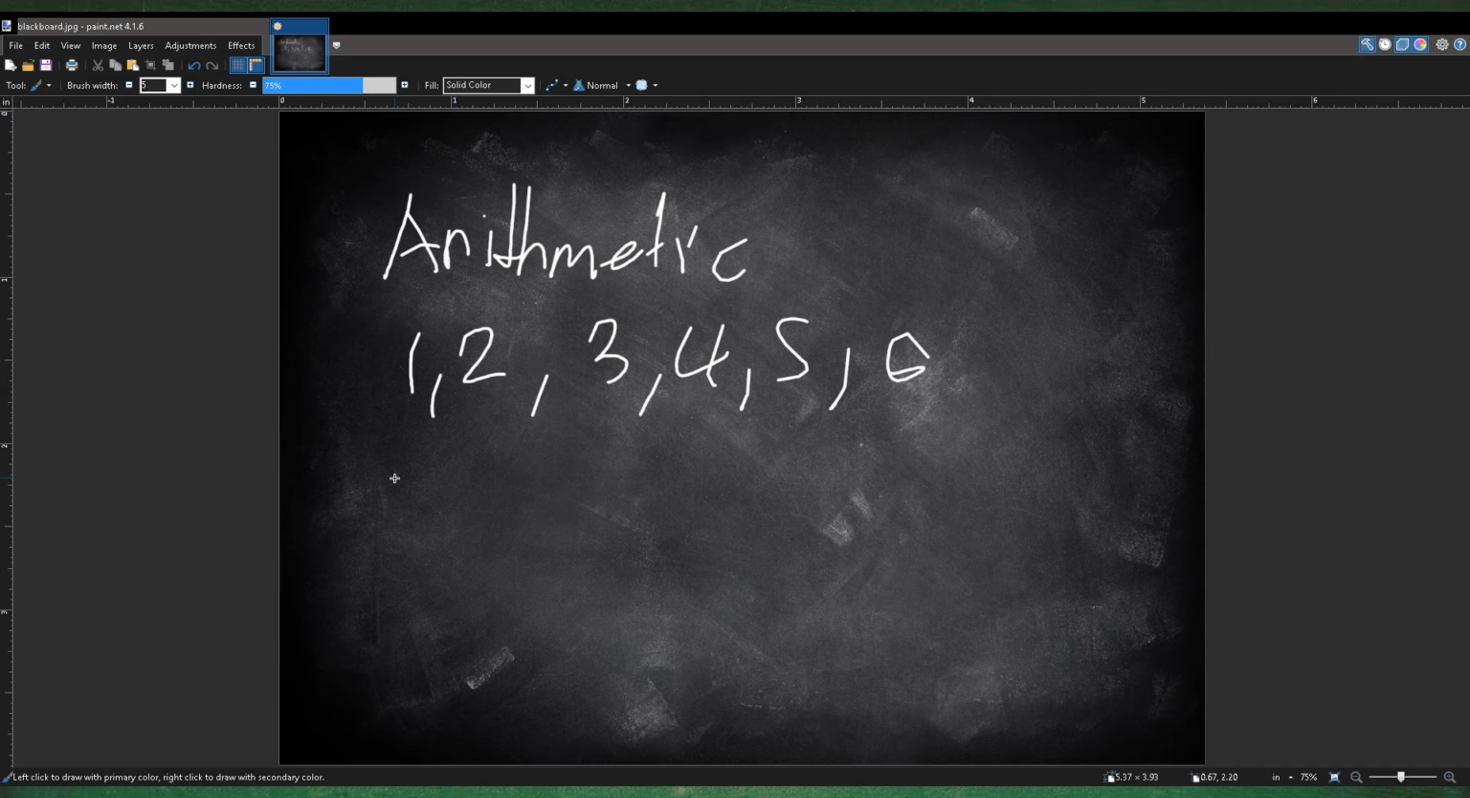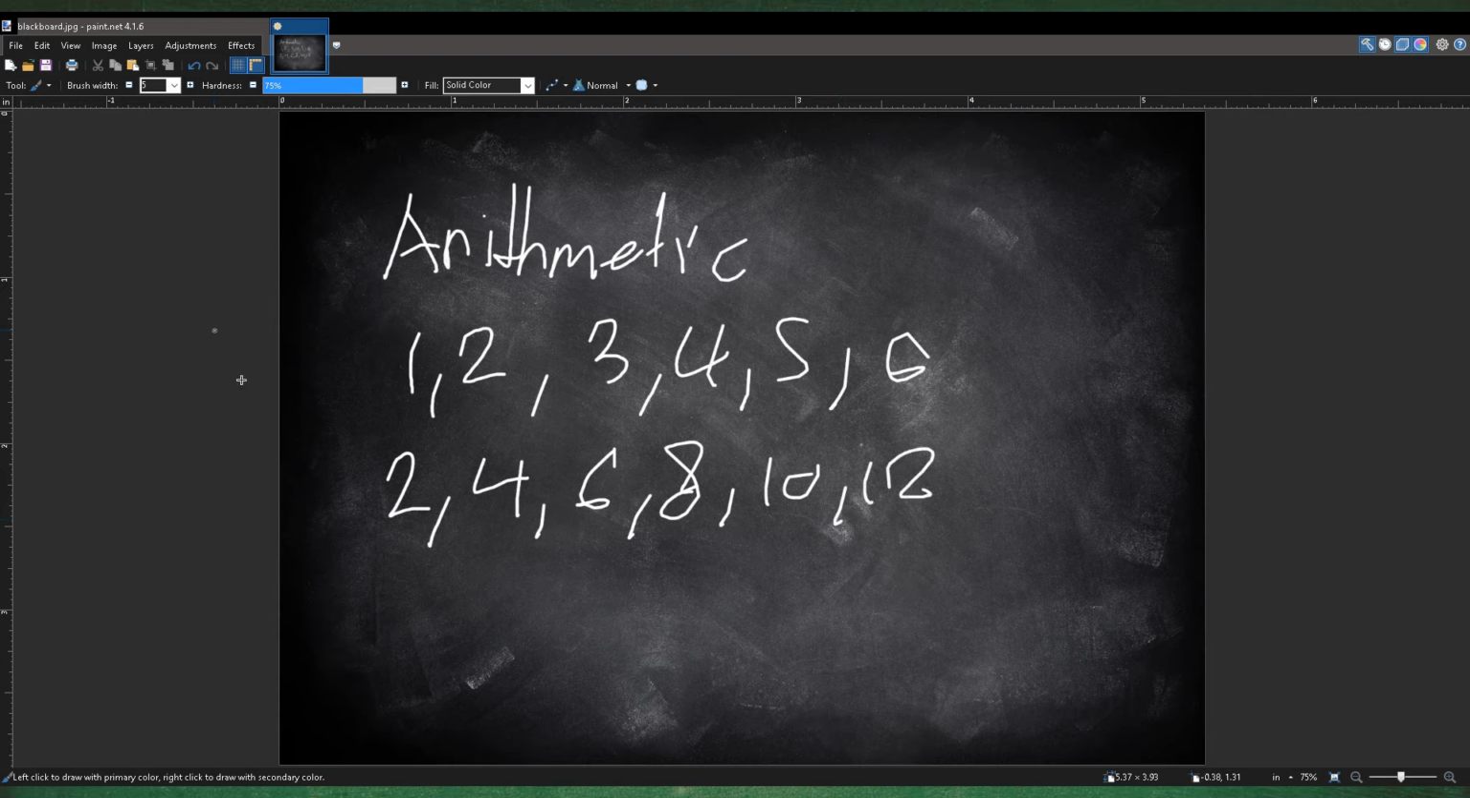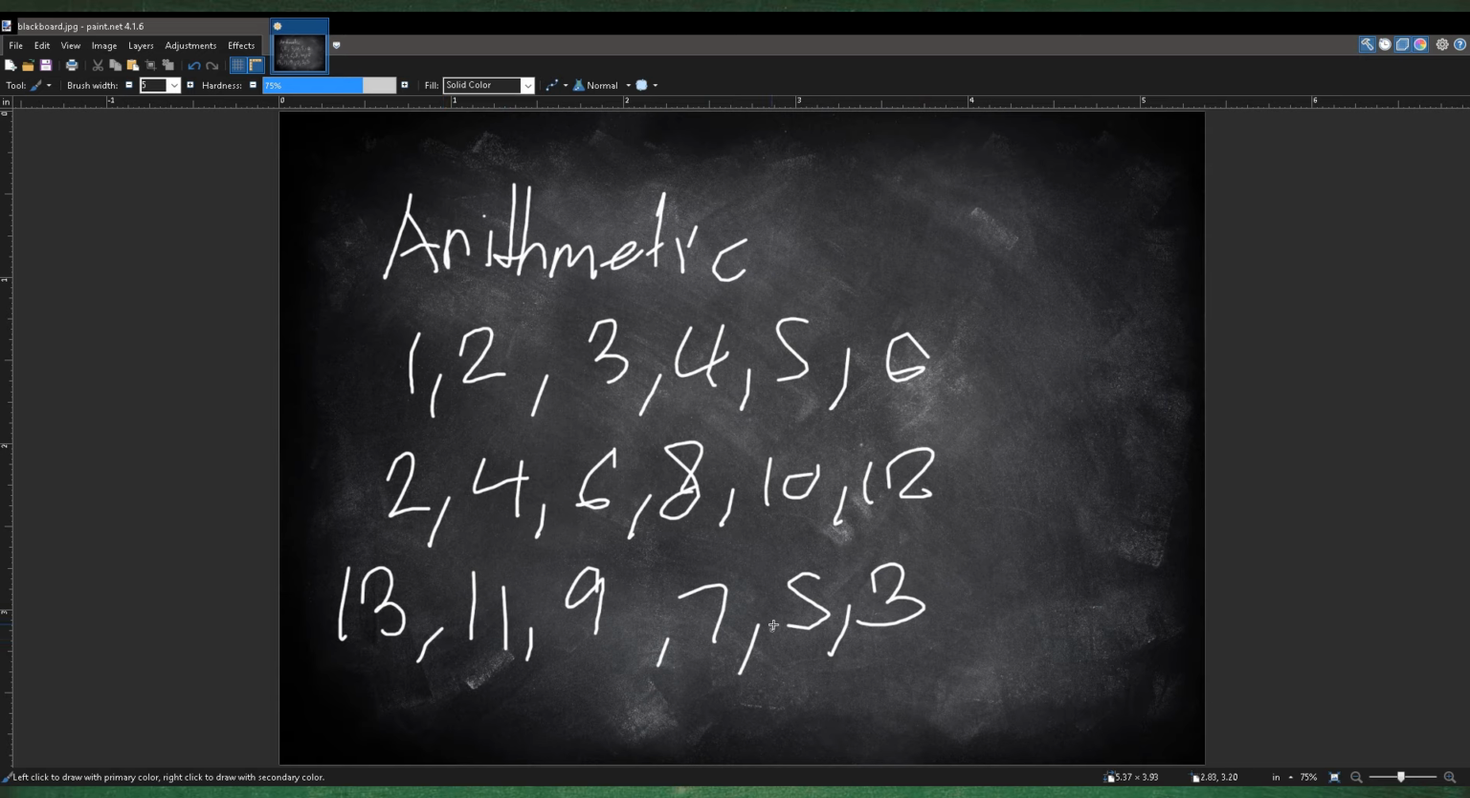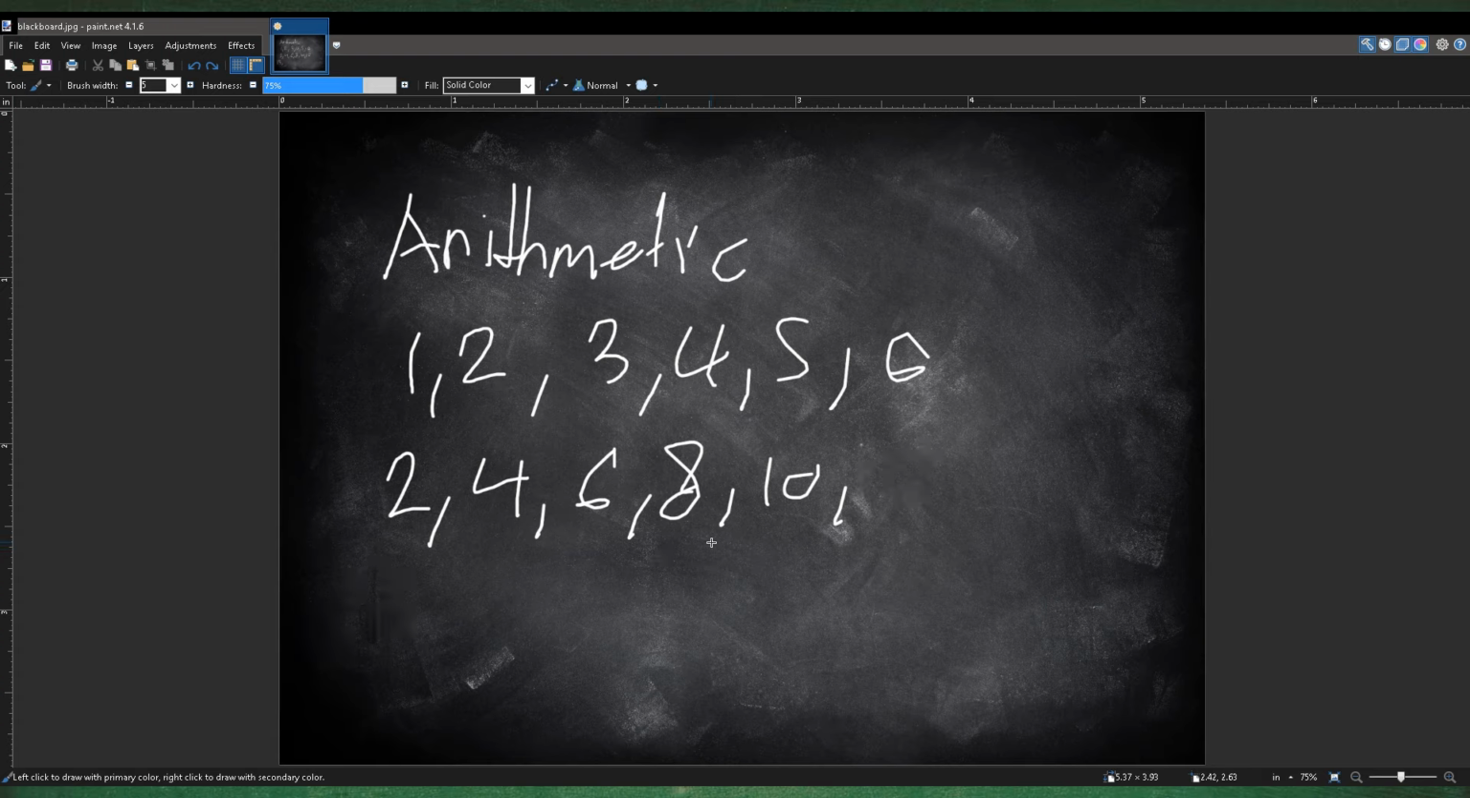Same cases, like let's say we have 2, 4, 6, 8, 10, 12. You add 2, add 2, add 2, add 2, add 2. Or you have 13, 11, 9, 7, 5, 3, you minus 2, minus 2, minus 2, minus 2, minus 2. So it's adding or subtracting from the previous value to get the new value. That is our arithmetic sequence.